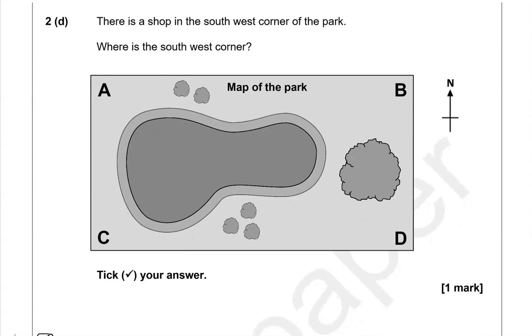There is a shop in the southwest corner of the park. Where is the southwest corner? Tick your answer. So this is the north, this is the south, this is the west, and this is the east. We're looking for the southwest, so between south and west, that's here, so that is C.